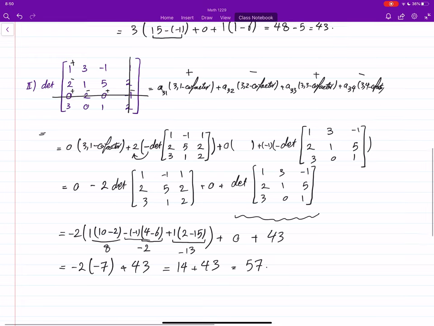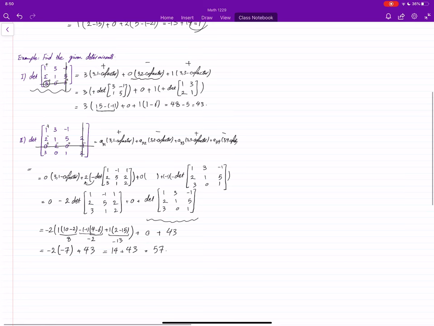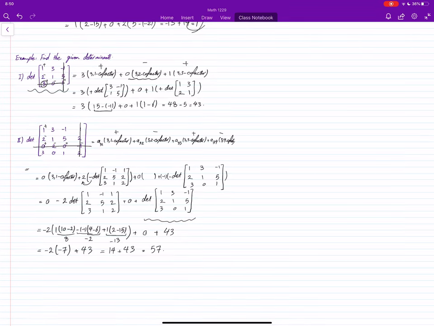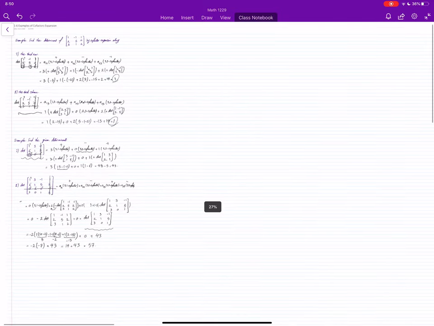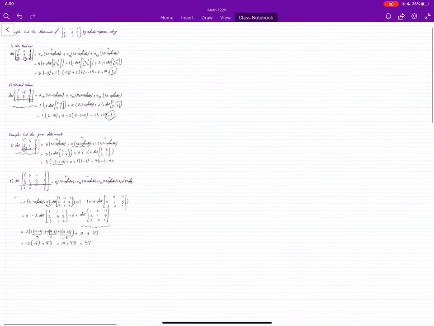So the determinant of this 4 by 4 matrix ends up with 57. So you have to know how to expand along different rows and columns and choose the row or column which has the most zeros to have easier computations.